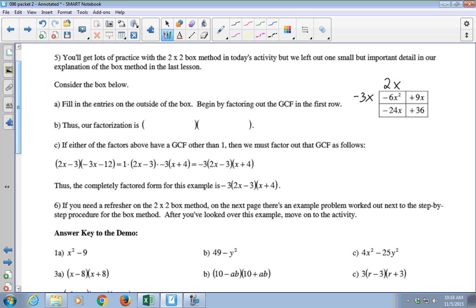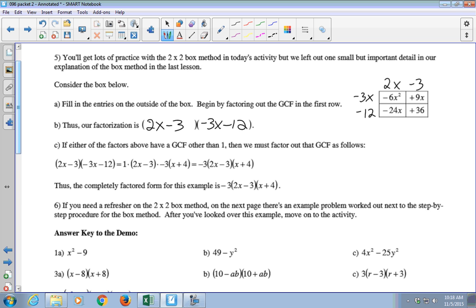2x, very good. And negative 3x times what gives you 9x? Negative 3, great. All right, and then now I can figure out what goes in this last spot here by saying 2x times what gives me negative 24x? Negative 12, great. So our factorization is going to be 2x minus 3 times negative 3x minus 12.